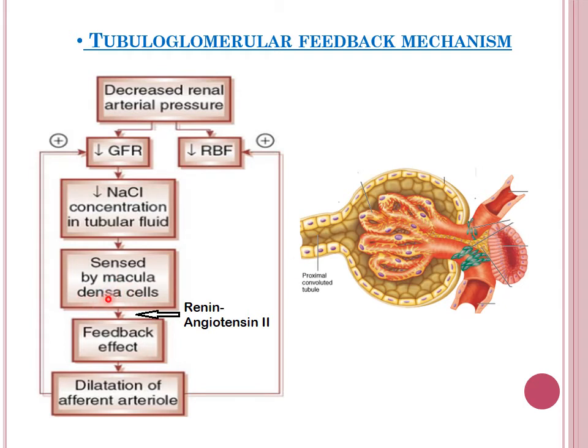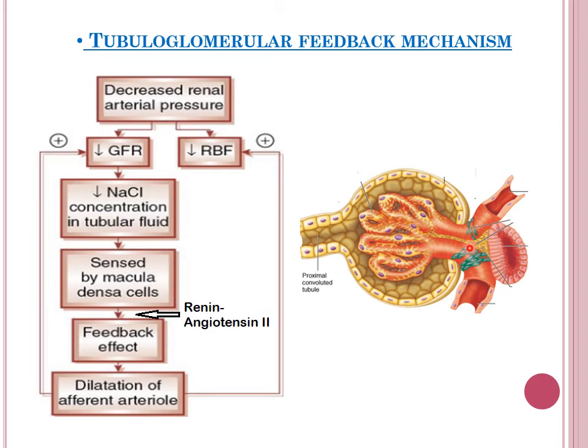And via these macula densa cells, there are two feedback effects that will help to restore both of these. One is that this sensor will increase the release of certain vasodilators that will cause dilatation of the afferent arterioles. And the dilatation of the afferent arterioles will lead to an increase in the GFR as well as the renal blood flow. So one mechanism that restores GFR and renal blood flow is the dilatation of the afferent arterioles.